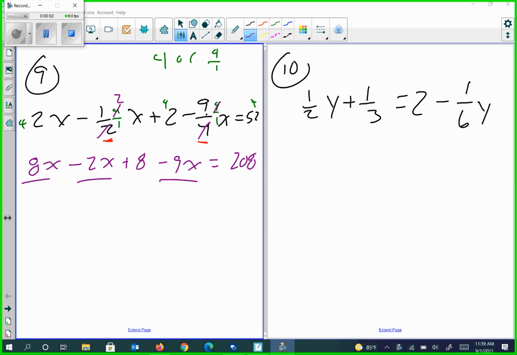8x minus 2x is 6x. And then minus 9x. That's going to give me negative 3x plus 8 equals 208. Is my math right? Yeah. 8 minus 2 is 6. That's right. 6 minus 9 is negative 3.